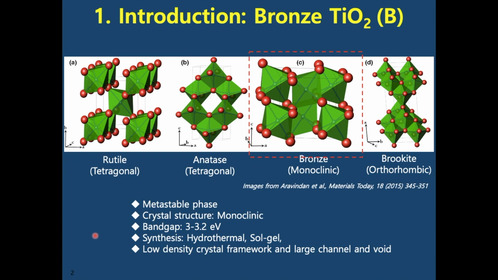Typically, these titanium dioxide phases have similar features with the well-known crystals of rutile and anatase. Let me introduce the important features of this phase. They have a monoclinic structure, and a band gap similar to rutile and anatase. Right now, we can synthesize this material by hydrothermal and sol-gel methods, and it has a low-density crystal framework and large canals and voids. This feature is very important in energy storage applications.